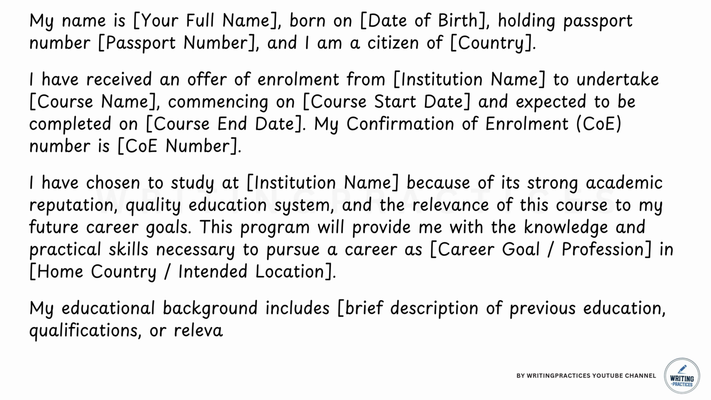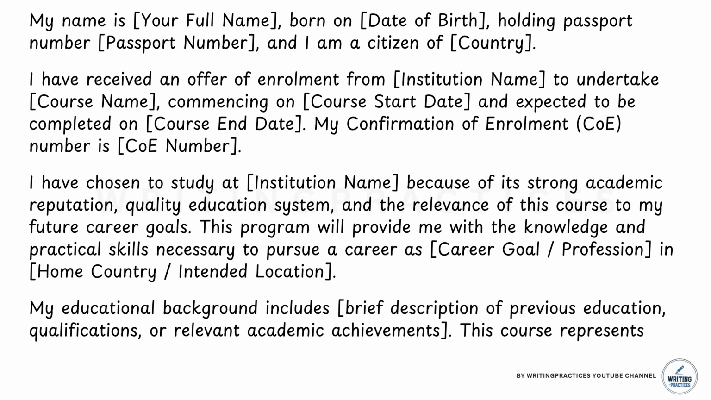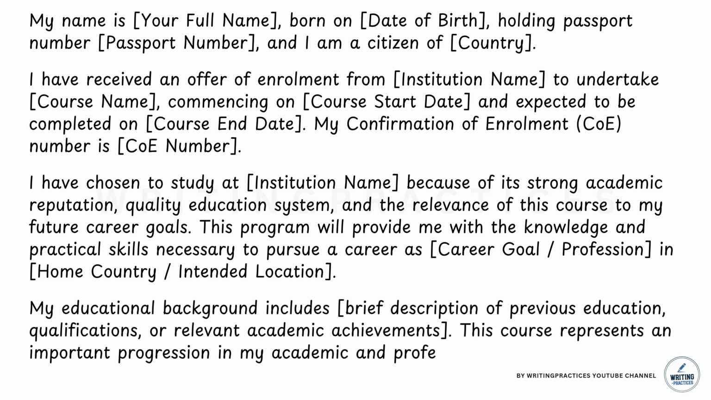Example, my educational background includes completion of my high school diploma with distinction in mathematics and computer science, along with additional certification in programming fundamentals. This section shows that your academic background supports your chosen course of study. It helps establish logical academic progression. Highlight qualifications that are relevant to the course you plan to study.